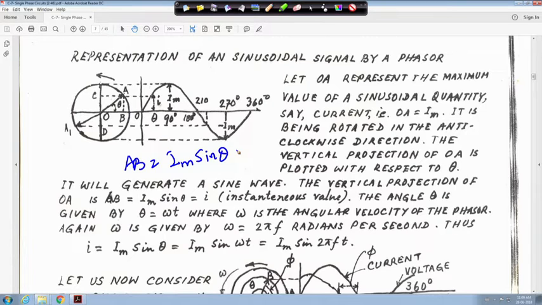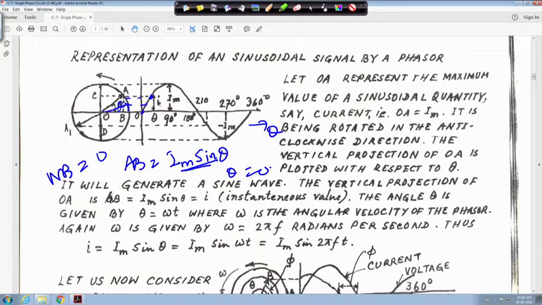Now when theta is equal to 0, then AB is equal to 0. So make a projection when theta is equal to 0. This is the origin, here it is starting. Now if you take another value of theta, say this angle is theta, for which AB is equal to Im sin theta, you take another point here. Similarly, somewhere here you can take another point, as theta is increasing.